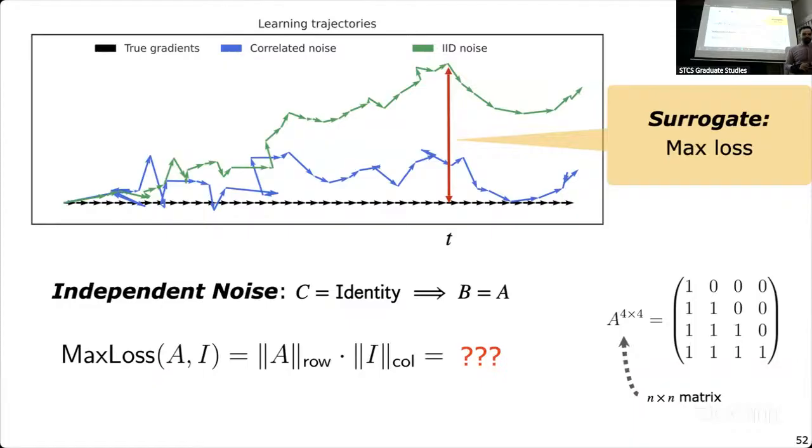Okay, so our baseline is going to be independent noise. If we take C to be identity, that means B equals A. This is the prefix sum matrix. So what is our max loss going to be? The column norm of identity is 1. The row norm of this is the norm of the last row, right? So it'll be square root of n. So that's going to be our baseline. Anything we do will be better than that. And by the way, this is also what you would get with the random walk, right? Independent noise keeps adding up, random walk. Okay.